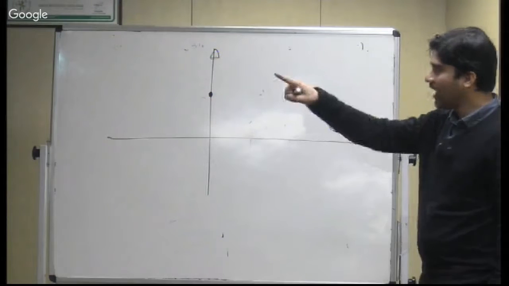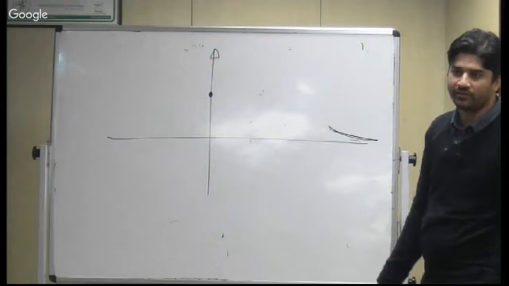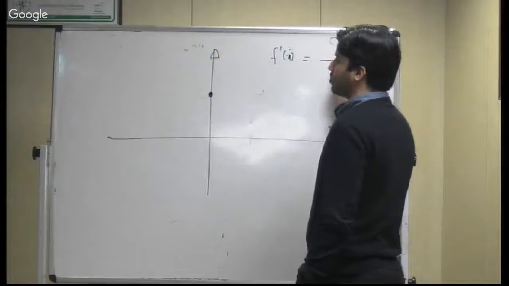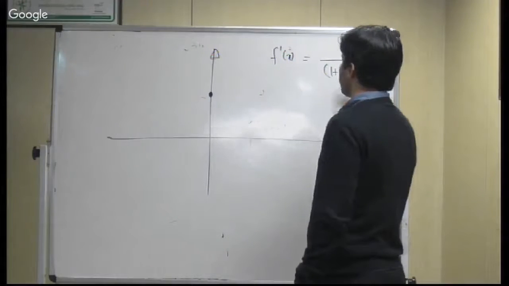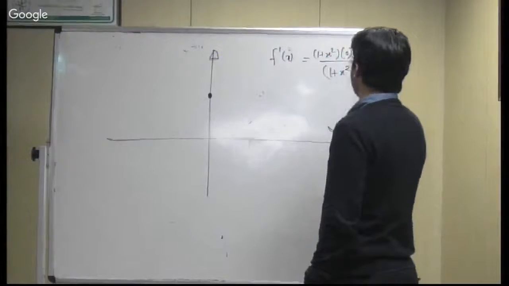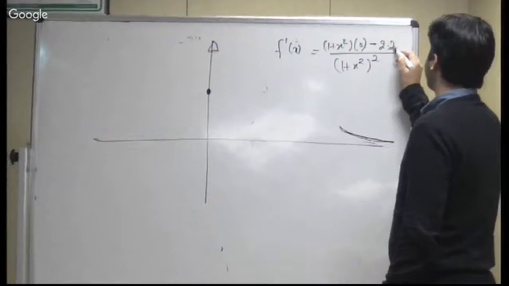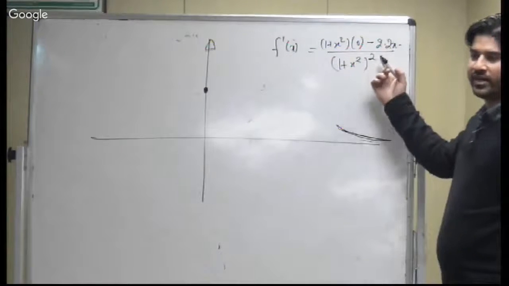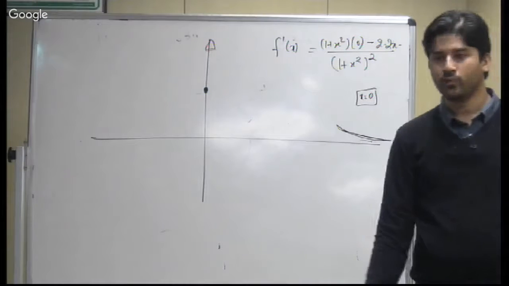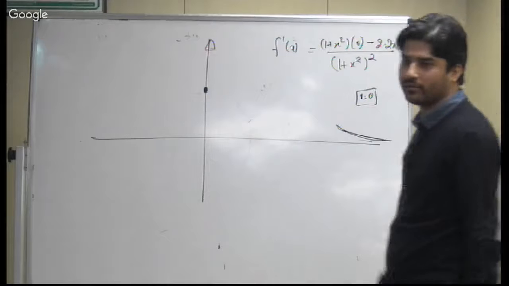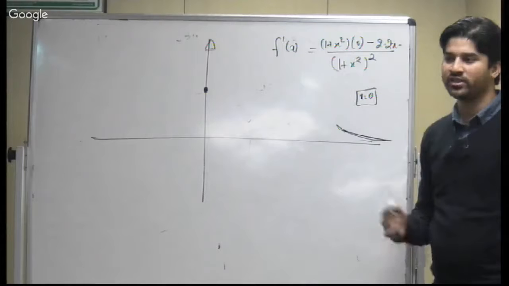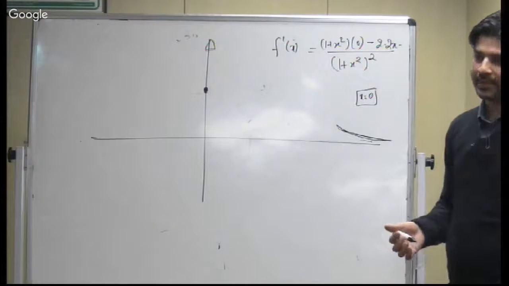Now I have to see the local max or local min of the graph. So I'm just going to differentiate, f prime x. It turns out to be 1 plus x square whole square into 1 plus x square. What is the differentiation of 2? 0, and then minus 2 into 2x. So finally x is equal to 0 is a critical point, and if we double differentiate it, that would turn out to be a negative number. So what does it mean? It says that it is my local max.